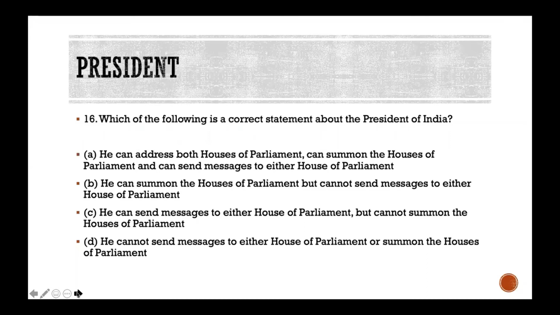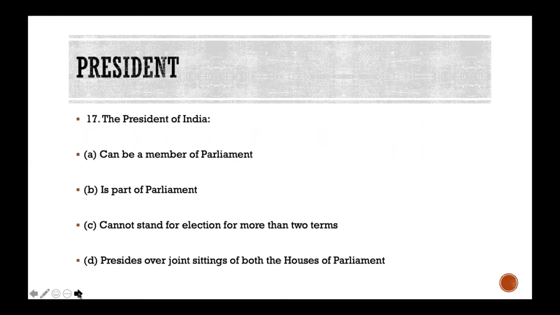Option A. And what did the other person say? Manvi, what did you say? Did you say A? Yes, sir. And Aishwarya? A, sir. Okay, so this is also very clear. See, the president has certain powers. He can summon the house, he can send messages, and he can address both the houses of the parliament, especially on certain days. So that is your A. Okay, clear, great.